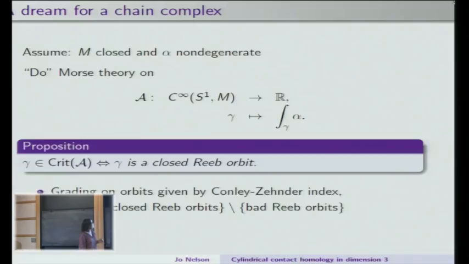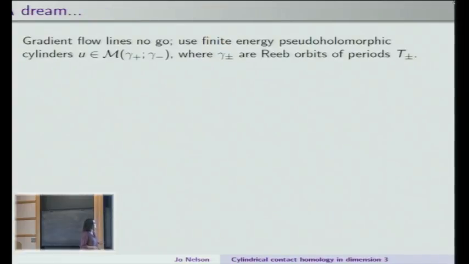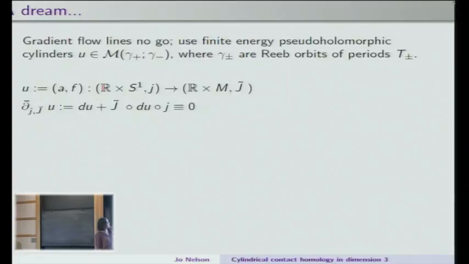So of course, unlike Hamiltonian Floer theory, when you look at the gradient flow lines of this action functional, you don't get something that makes sense. In this case, it makes no sense, but that's okay. We're going to use something instead called a finite energy pseudo-holomorphic cylinder, and these are going to be infinite cylinders that limit on closed Reeb orbits.